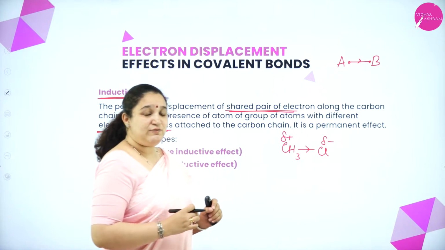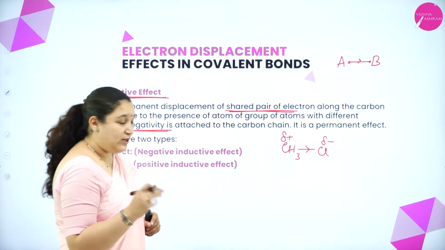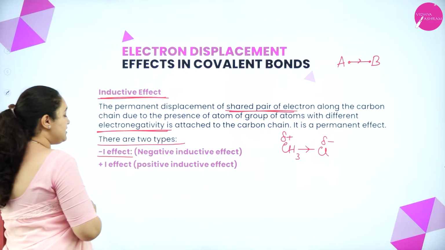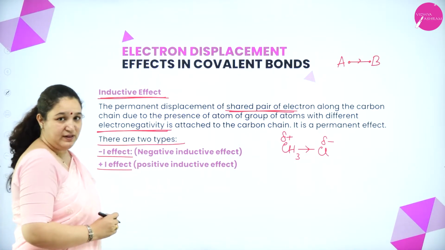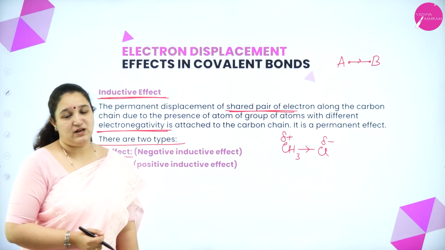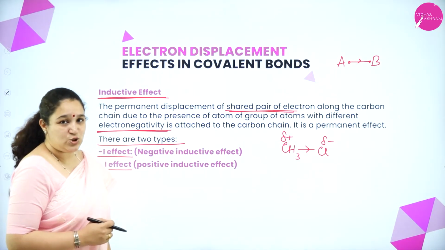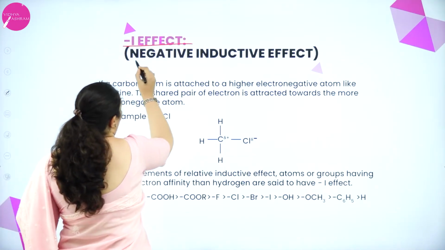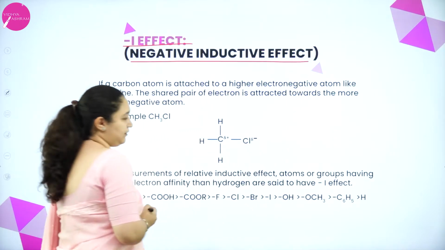So inductive effect is a permanent effect and also they are of two types, that is minus I effect and plus I effect, or we can call it negative inductive effect and positive inductive effect. So we learn each one of them. First we'll study the minus I effect or the negative inductive effect.